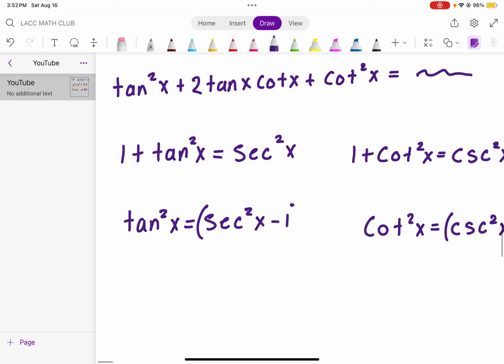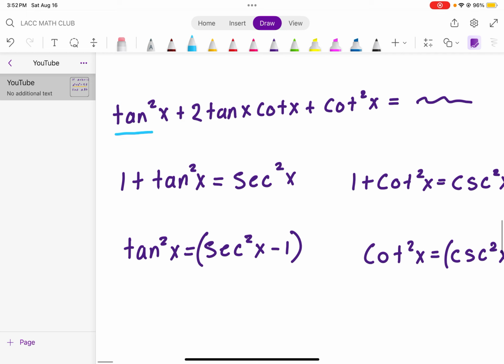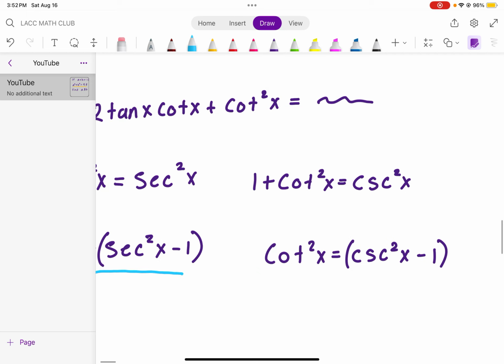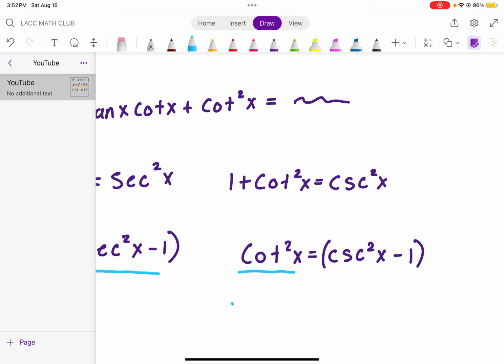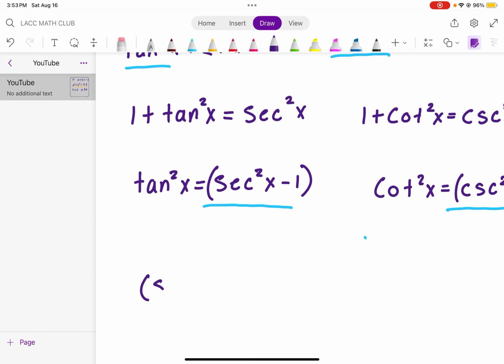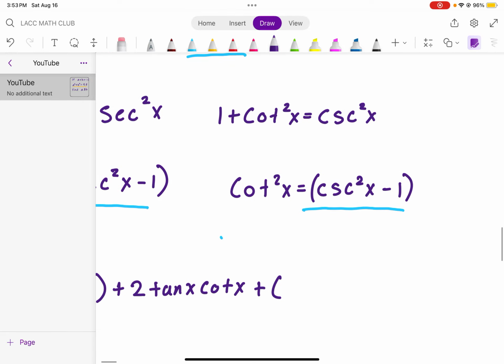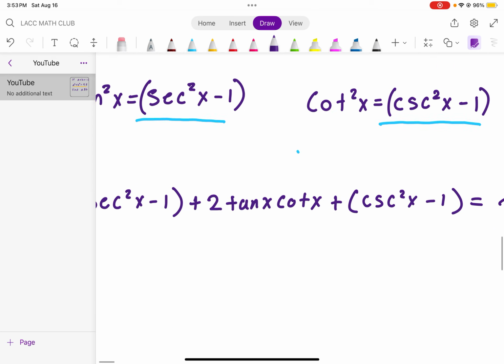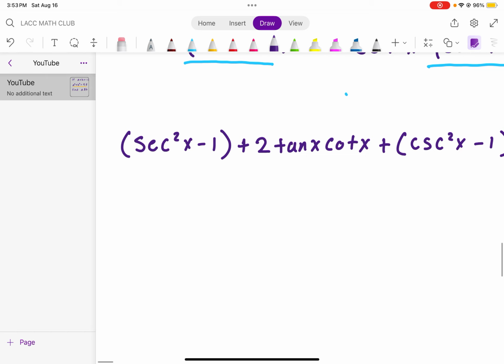I'm going to put parentheses around them. Kind of makes it easier to see, I feel like. So there's tangent. I don't want tangent anymore. I want secant squared. Here's cotangent. Actually, cotangent's up here. I want cosecant minus 1. Alright, so let's rewrite these things. Instead of tangent squared, I'm going to plug in secant squared minus 1 plus 2 tangent cotangent plus cosecant squared minus 1, and that is equal to the right hand side, which again I'm not going to rewrite, it is so much. Now I'm just gonna kind of combine like terms here, right?